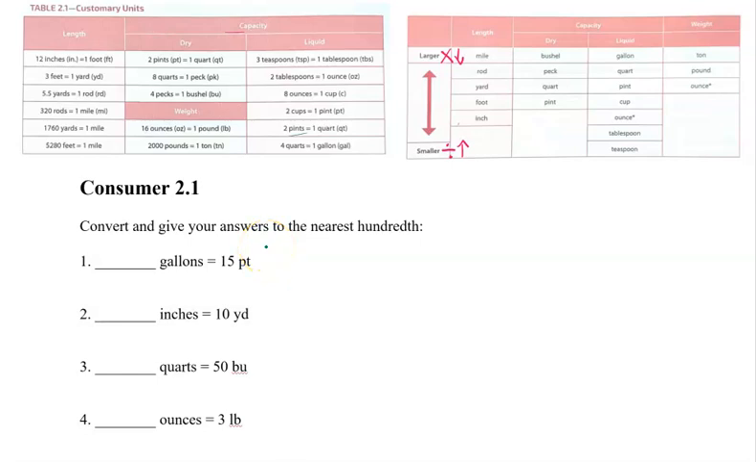Welcome back to Keys Consumer Math and Personal Finance, Section 2.1b, where we're going to do problems to help you become comfortable converting between units in the customary measurement system.